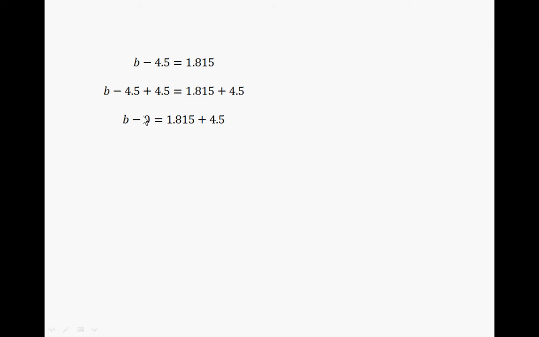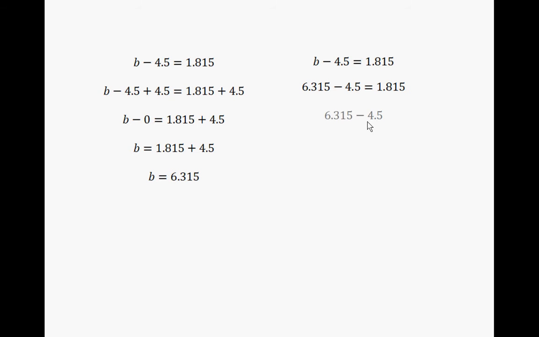When we do this, again, we get 0. Then b is equal to this expression, which we can simplify, and we get b is equal to 6.315. How do we know that this is true? Start with our original equation, substitute 6.315 for b, and then simplify the left side of the equation. When we simplify this, we get 1.815, and that is the same as the right side of the equation.